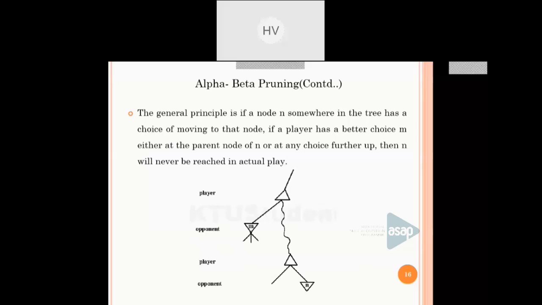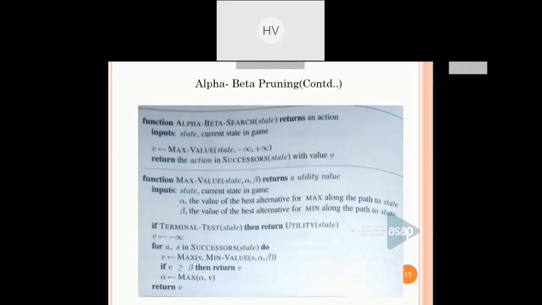Next we shall see the algorithm for alpha beta pruning. Function alpha beta pruning. As I told in the minimax algorithm, to find the value of the root max node, it needs its successor nodes, which are min nodes. Then the min node calculation needs its own successor nodes, that is max nodes, and in turn it needs min nodes and so on. So you can have n number of levels to solve the problem.